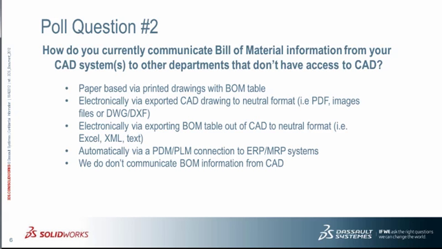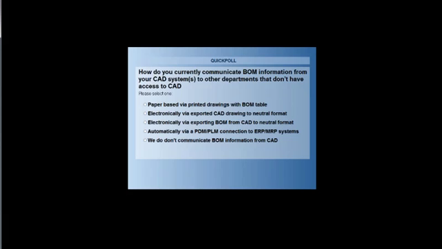In this one, how do you currently communicate your bill of material information from your CAD system to other departments that don't have access to CAD? In the case where your information flows from another system into CAD and doesn't flow back out, you would answer the last choice there. But is it paper-based via printed drawings that have a BOM table on them? Is that how they're shared?